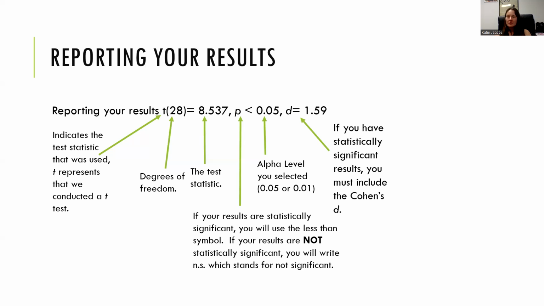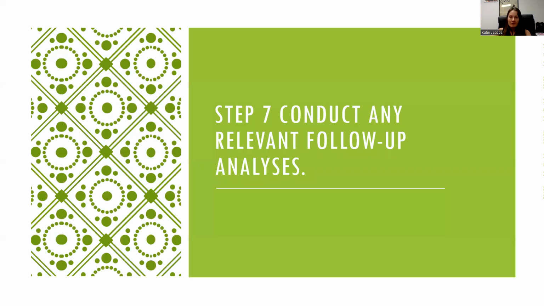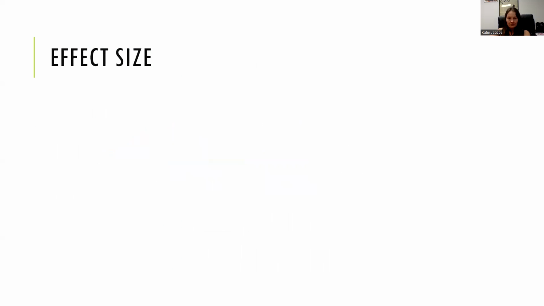If we have statistically significant results, which means we rejected our null hypothesis in step 6, we have to move on to step 7 so that we can conduct any relevant follow-up analyses that we might have. And for this one, it's going to be a Cohen's d. So if we have significant results, we're going to move on to step 7, and we're going to conduct our follow-up analyses. So one way to do this is effect size. Effect size, again, tells us how meaningful our results are.